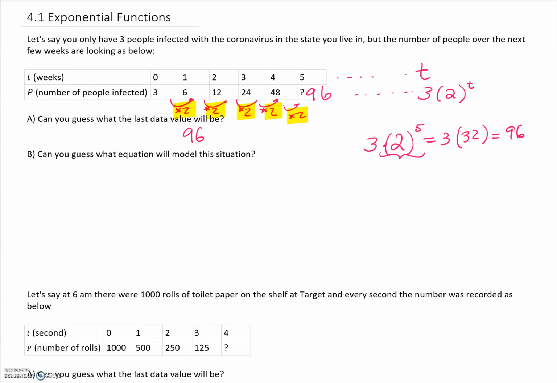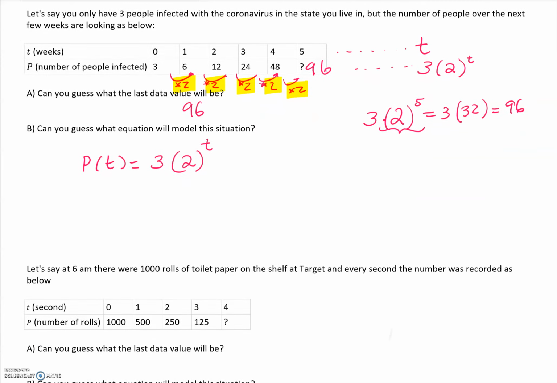So the equation that we would guess for this model, I guess, would be P of t equals the 3 people that I started with, and then I kept doubling that, and I kept doing that over and over, depending on how many weeks t I went out.